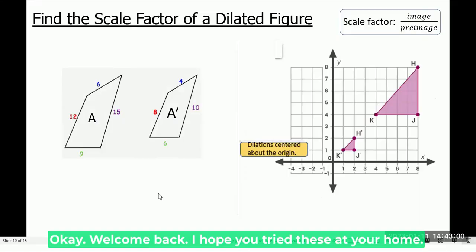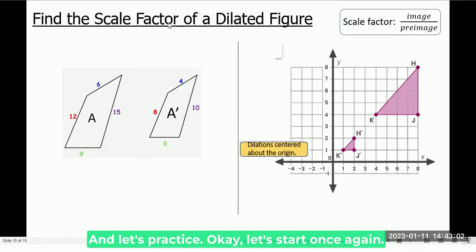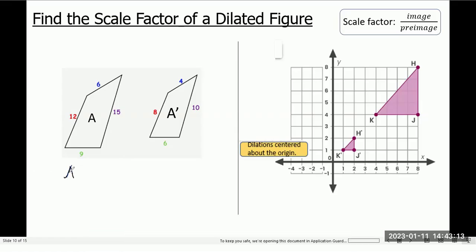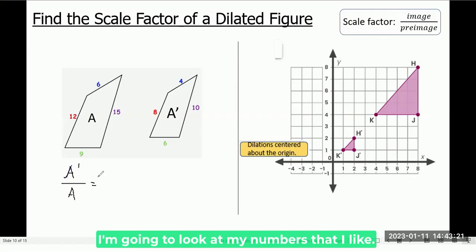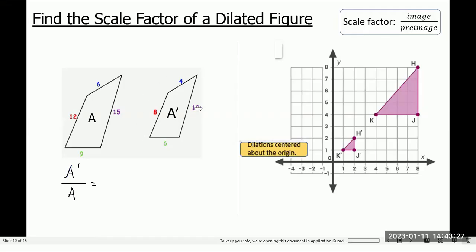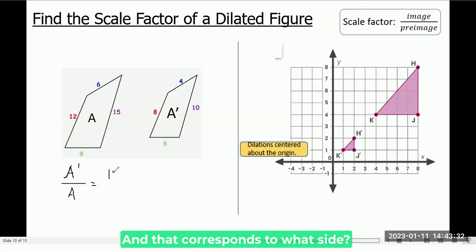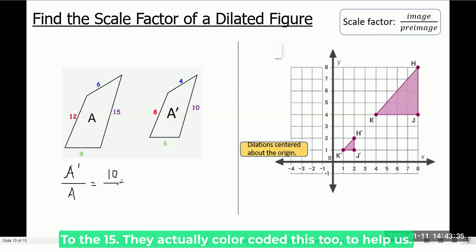Okay, welcome back. I hope you tried these at home and let's practice. Okay, let's start. Once again, I think it's a good idea to please go ahead and write your ratio formula. So I'm going to do A prime over A. Okay, and then I'm going to pick a side. I'm going to look at my numbers that I like. Let's see, what am I going to pick? I don't know, 10. 10's nice. Okay, I'm going to do 10 on top, and that corresponds to what side? To the 15. Oh, they actually color-coded this too to help us, so that's nice.